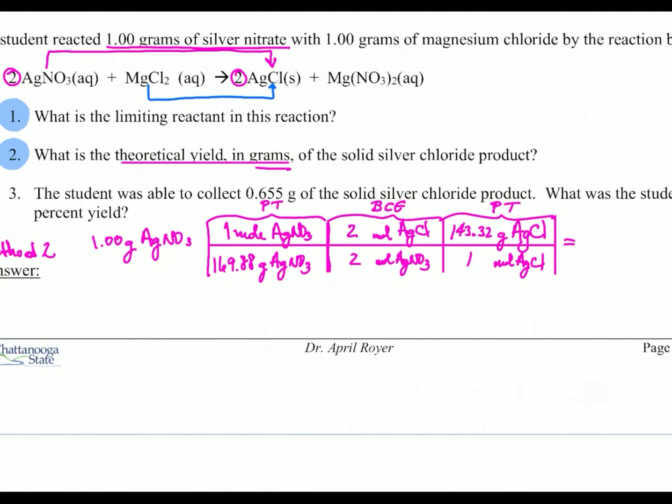And if you plug and chug through there, you're going to get that there's 0.844 grams of silver chloride possible. So again, this is if the 1 gram of silver nitrate is all used up, and that ends up being the limiting reactant, then you will make 0.844 grams of silver chloride. So now you need to do the other string, the other possibility.